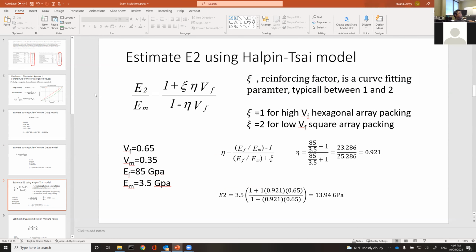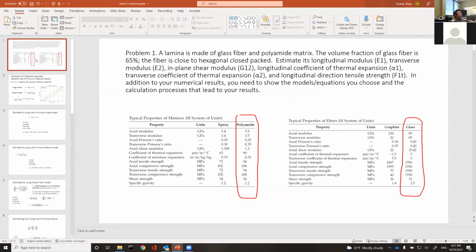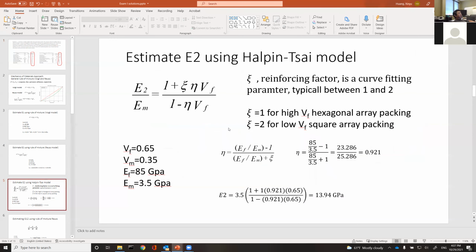So here our problem states that we have close to hex packing, right? Like this, and the volume fraction is fairly high, 65%. So for this reason, we pick Kasi equal to 1. All right. So this value of Kasi was chosen due to the information we're given.